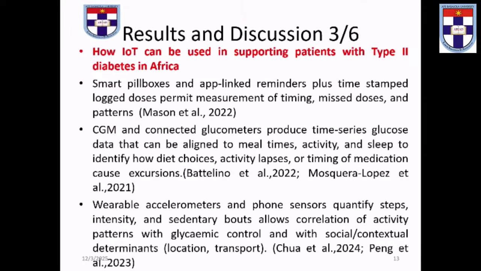How can Internet of Things be used in supporting patients with type 2 diabetes mellitus? We have a lot of Internet of Things facilities. We have smart pill boxes. We have some apps that are linked with medication reminders for adherence. We have continuous glucose monitoring devices that produce glucose data, which can be aligned to their meal times and their activity, and it also helps patients to identify the choices of their diet.